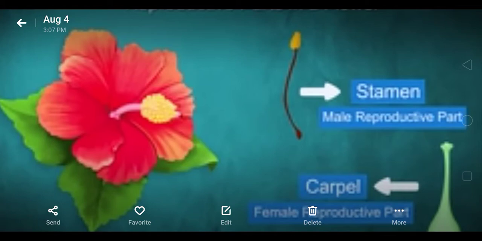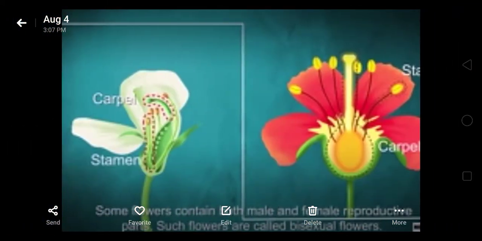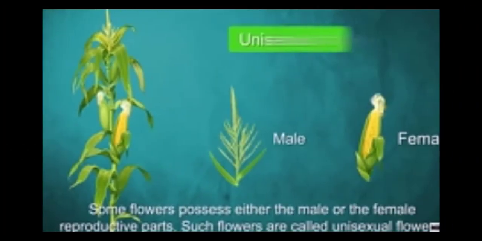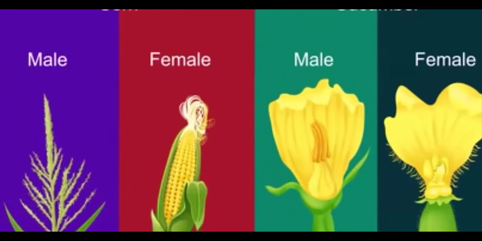We are on the sexual reproduction of plants. For sexual reproduction, there is the male reproductive part, called the stamen, and the female reproductive part, called the carpel. We have studied that a flower having both male and female reproductive parts is called a bisexual flower, and a flower having either the male or the female reproductive part is called a unisexual flower.